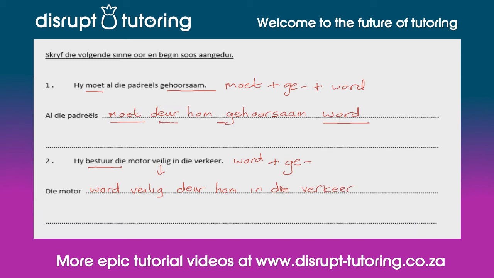Now we take my final verb to the end. The verb is bestuur, but bestuur can't get ge. So we just put bestuur. It's a verb that can't get ge. Word bestuur. Remember, all rules apply. So if the verb can't get ge, it doesn't get ge. Die motor word veilig deur hom in die verkeer bestuur. But if you said, die motor word deur hom veilig in die verkeer bestuur, that would also be correct.